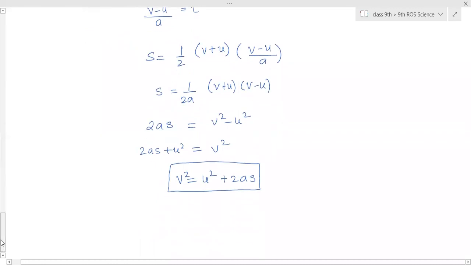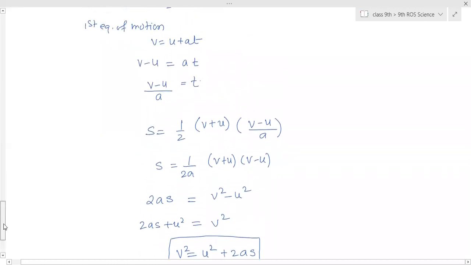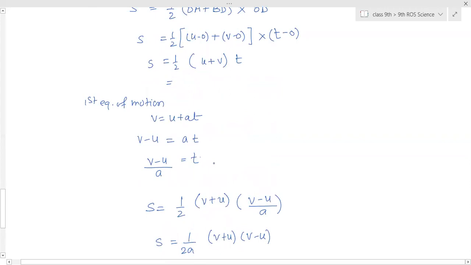Is it clear? Yes, ma'am. Method clear? Yes, ma'am. Ma'am, can you scroll it up to the graph? One second.